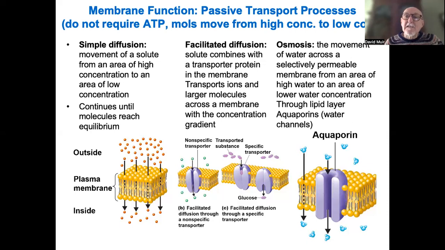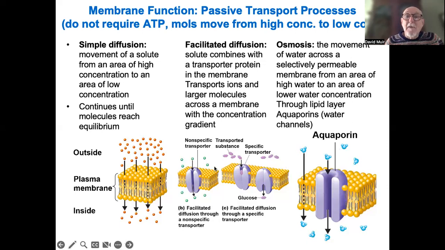If the cell needs lots of these channels, it will simply make them and embed them in the membrane. If it does not need them, it will degrade them so that they are no longer there. But once they are there, they serve as an open channel to allow molecules to move across. And this is particularly important for ions, which find it very difficult to move across the barriers, or else large molecules, which simply are unable to make their way through. So this is the process of facilitated diffusion.